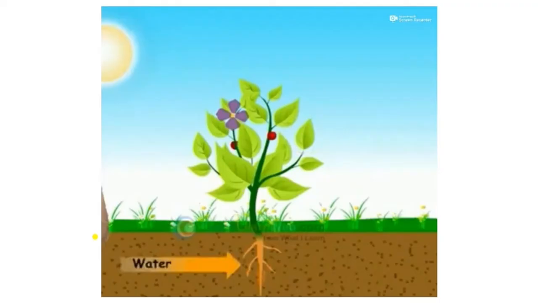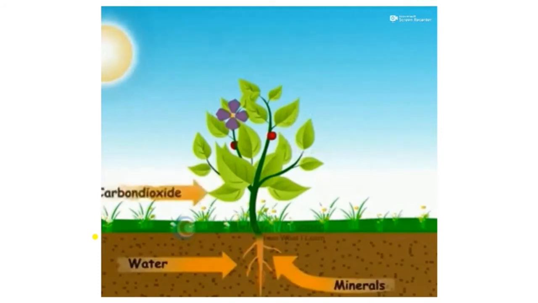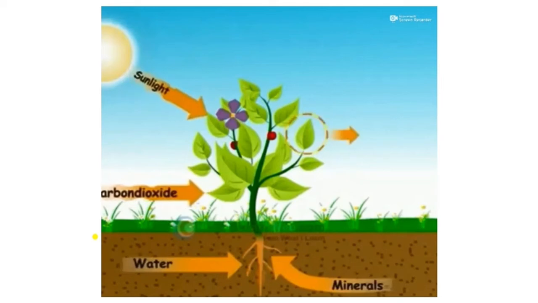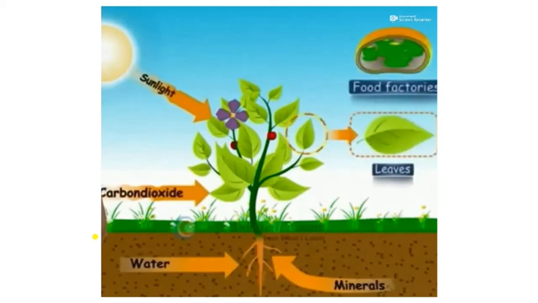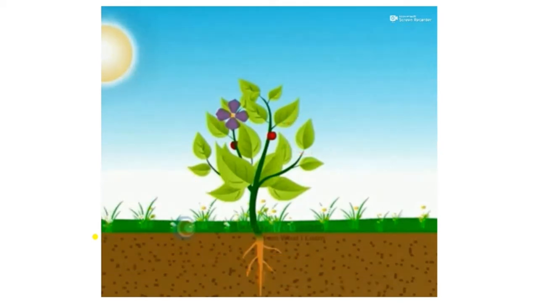Here is a video about photosynthesis. Watch carefully. Water and minerals are absorbed from the soil, and carbon dioxide is absorbed from the atmosphere. With the help of sunlight, the glucose molecules are produced.